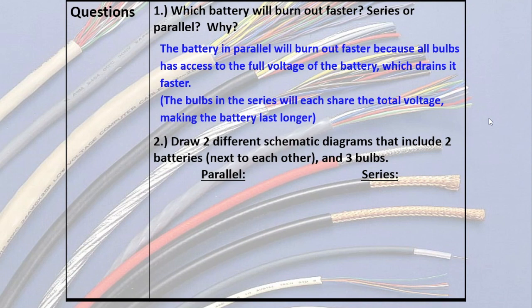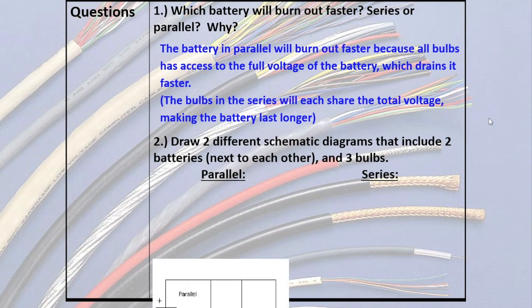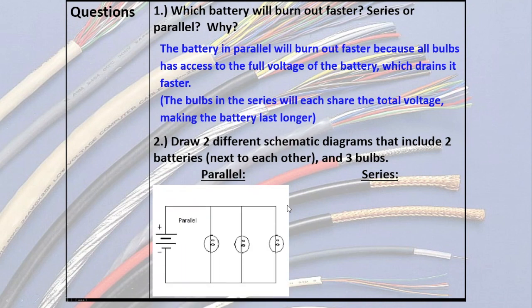Draw two different schematic diagrams that include two batteries next to each other and three bulbs. So for parallel, it should look like this, where we see that we have two batteries here. Again, the small part is the negative and the big part is the positive, and we stack positive to negative. And then we have some wire connecting around. Here's our first bulb here, here's our second, and here's our third.